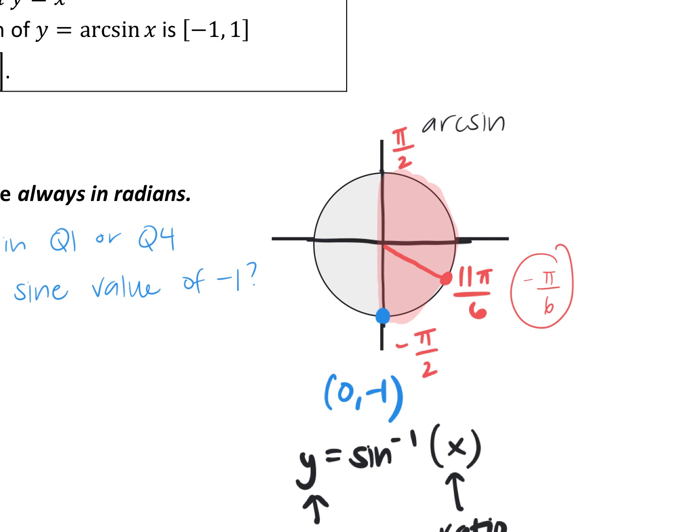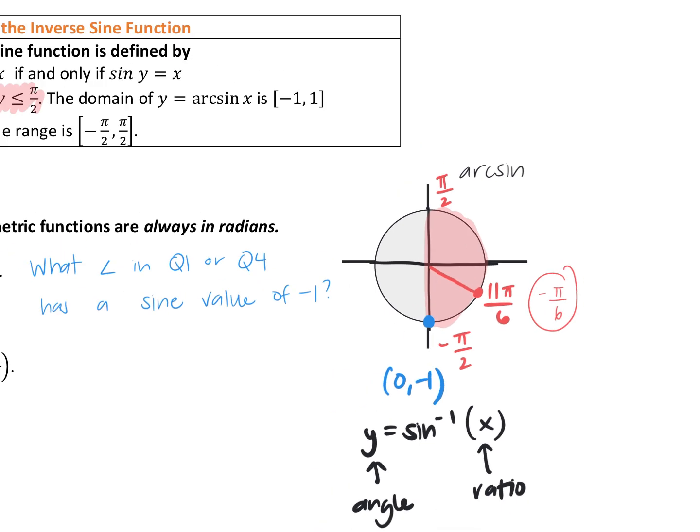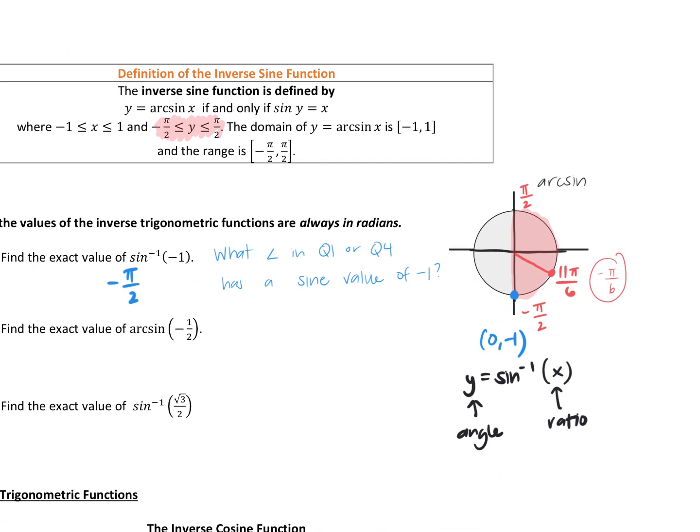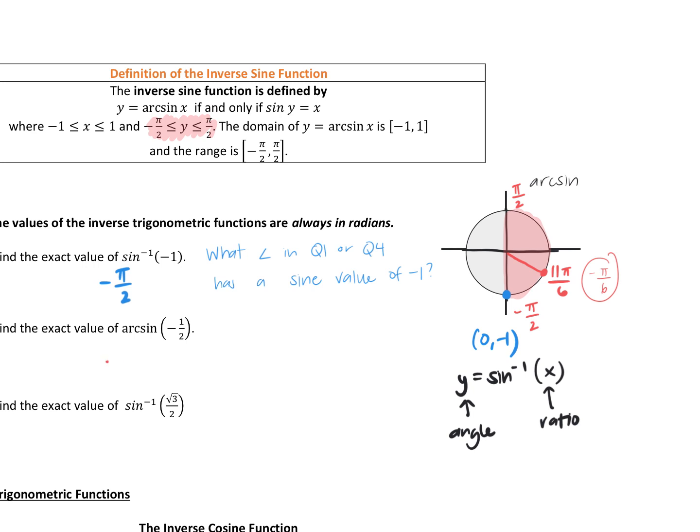Even though, yes, they're the same thing technically, this angle of 11 pi over 6 has to go all the way around to get there, whereas this one is actually included in my range. So your answer for this one would be negative pi over 6.